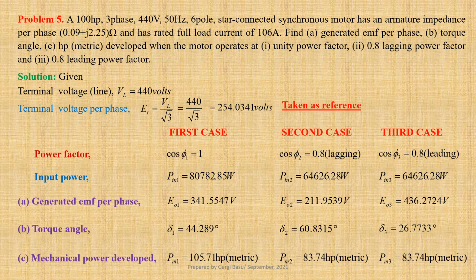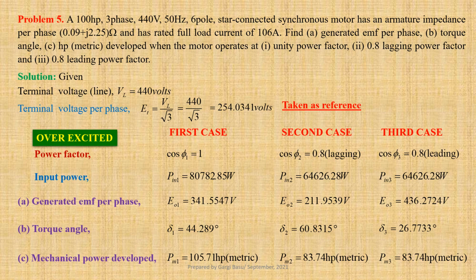When power factor is lagging in nature, generated EMF per phase E02 is less than the terminal voltage per phase ET. This is termed as under excited condition. When power factor is leading in nature, generated EMF per phase E03 is greater than the terminal voltage per phase ET. This is termed as overexcited condition.